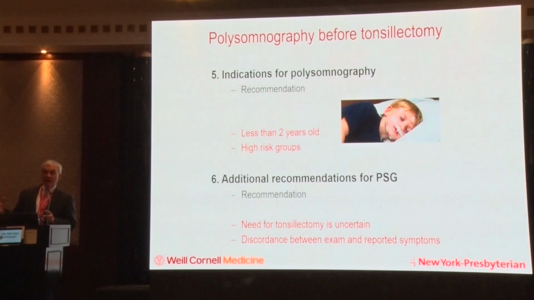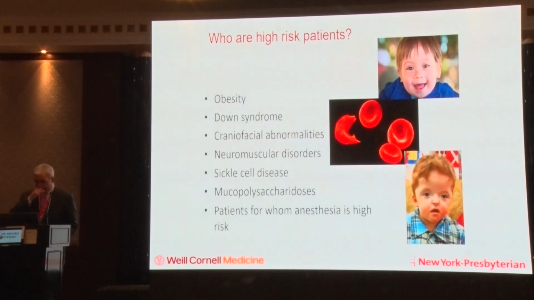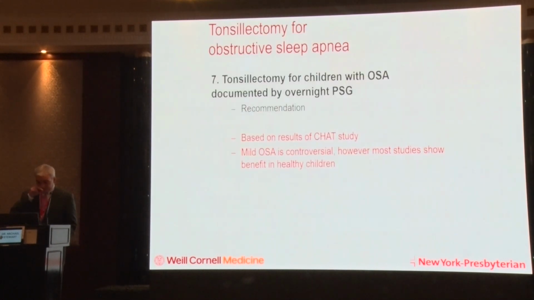But if a child has clear obstructive apnea, witnessed apnea, and has enlarged tonsils or adenoids, you don't need a sleep study. You can go directly to tonsillectomy, adenoidectomy. High-risk patients, the guideline defines as the following: obesity, Down syndrome, craniofacial abnormalities, neuromuscular disorders, etc. So these are the high-risk conditions where it is recommended you do a sleep study before proceeding with tonsillectomy.